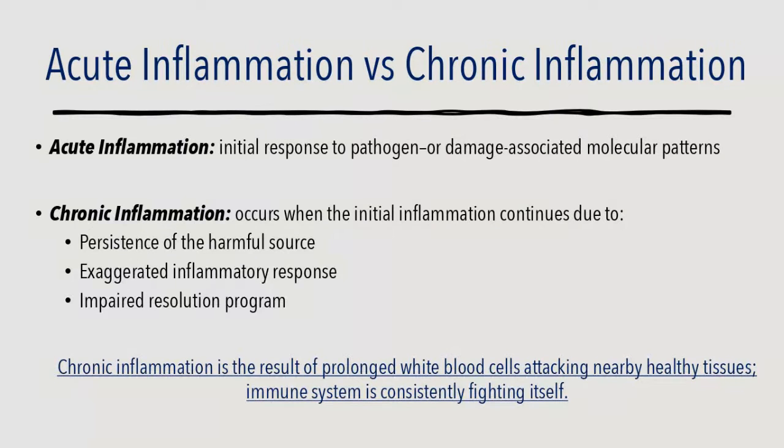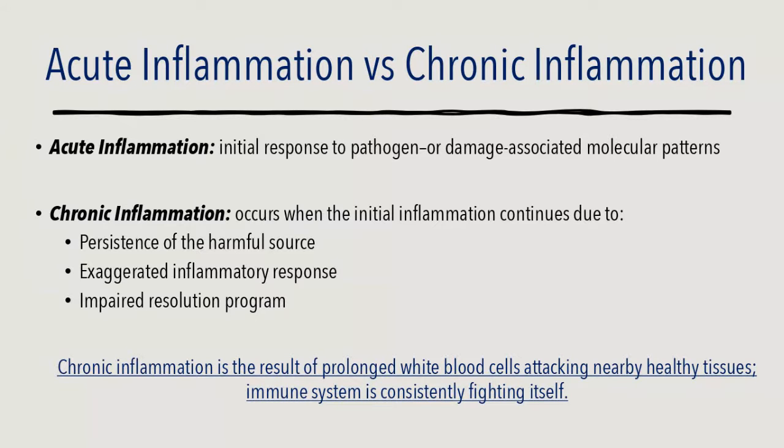All right, so the difference between acute versus chronic. Acute is essentially the initial response, like I said, to a pathogen or damage-associated molecular patterns. So this basically means it's the natural response that our body already has. This isn't necessarily a problem, but it becomes a problem when it turns into chronic inflammation. This can either be from the persistence of the harmful source, an exaggerated inflammatory response, or an impaired resolution program.